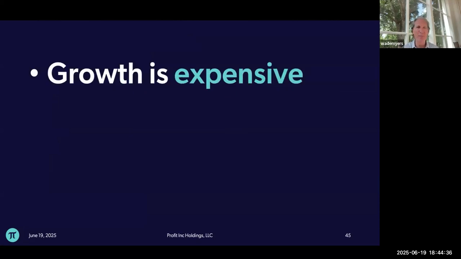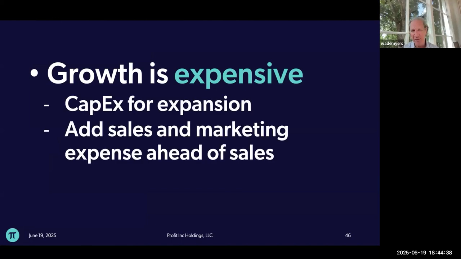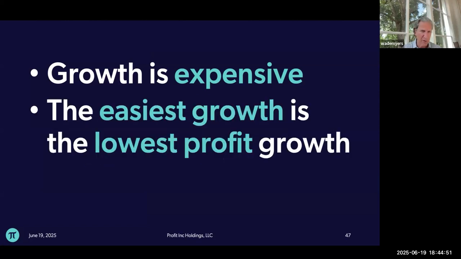We all know that any big growth initiative, especially for manufacturing, has lots of CapEx for expansion. You have to add sales and marketing expense ahead of sales, right? There's a lot of investment that's made beforehand. So that's why we want to make sure we have enough capital to support this and still meet all our other obligations.